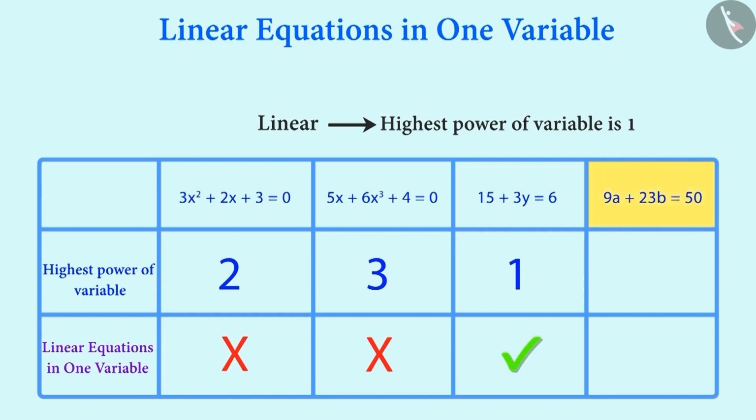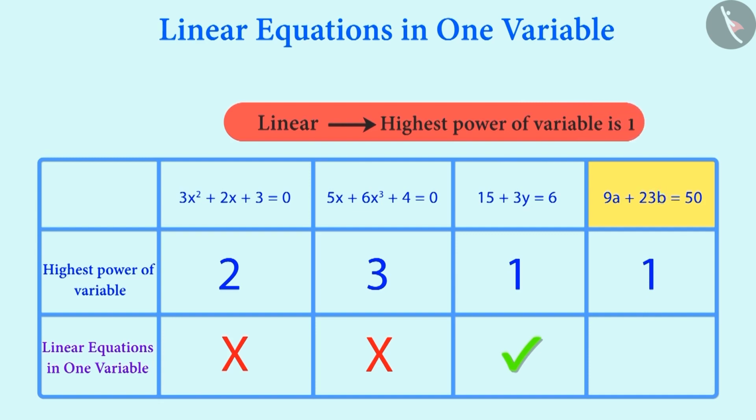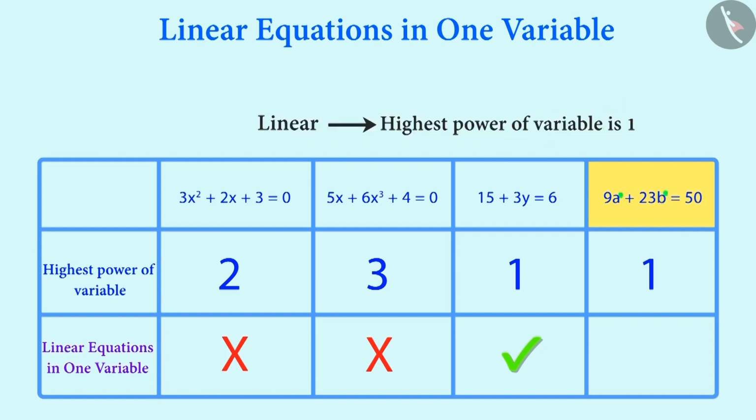Let us go to the fourth equation. Here we can see that the highest power of variables a and b is 1. So this is a linear equation, but because we have two variables a and b, this equation is not a linear equation in one variable. Therefore, only the third equation is a linear equation in one variable.